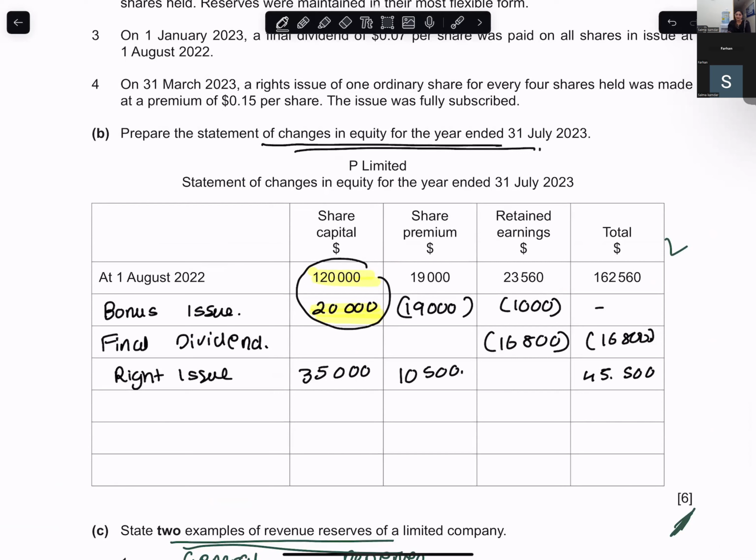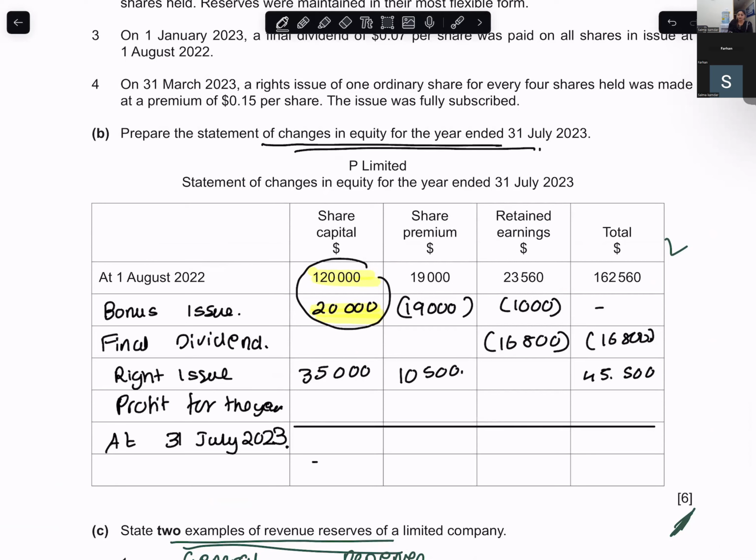Okay, fine. Now, after this, they want you to prepare the statement of changes in equity. There is one more thing that will come in statement of changes in equity, what is that? Profit for the year, that you will get from the income statement, and then you will have your balance at 31st July 2023. Now do the working for the right issue first, then we'll go and make the income statement.